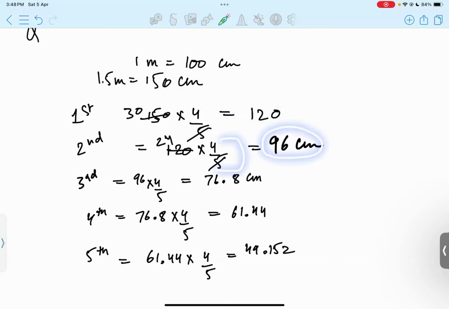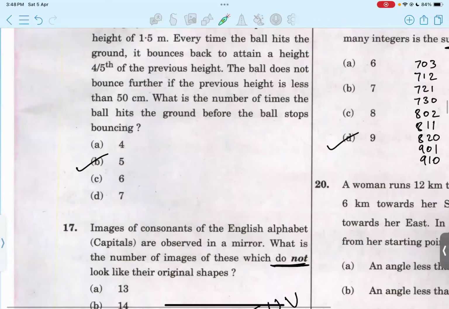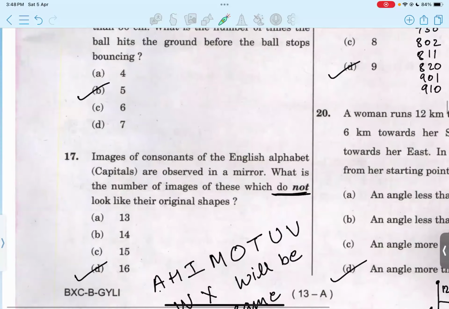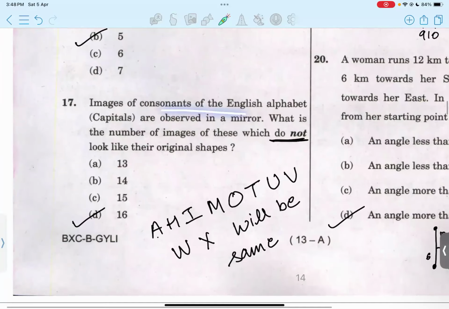So in each step, we'll take this number successively and you will see in the 5th bounce, it attains the height of 49.152 centimeters. So it drops below 50 centimeters and now it will stop bouncing. So it has to be 5 bounces. Option B.